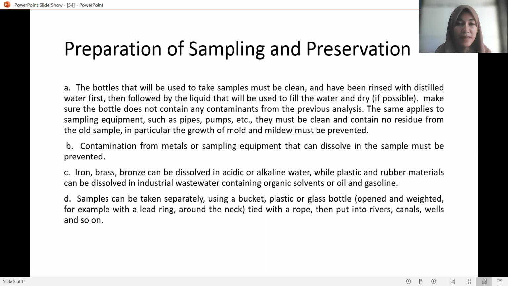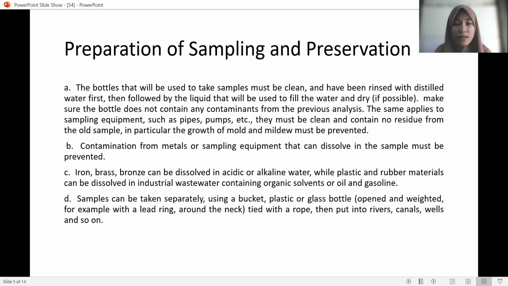B. Contaminants from the metal of sampling equipment that can dissolve in the sample must be prevented. C. Iron, brass, and bronze can be dissolved in acidic or alkaline water, while plastic and rubber material can be dissolved in industrial wastewater containing organic solvents or oil and gasoline. The sample can be taken separately using a bucket, plastic, or glass bottle.